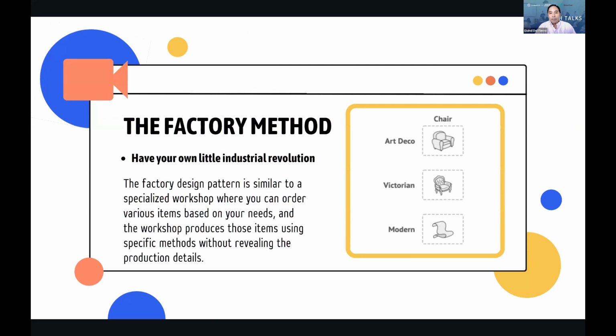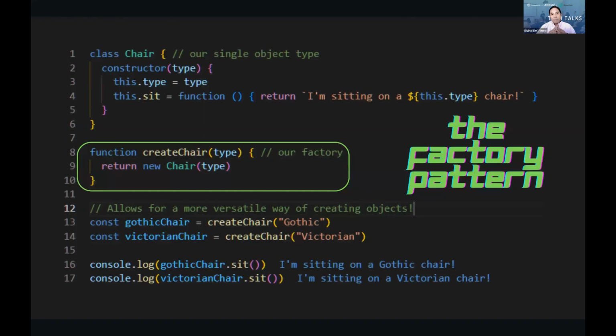The factory design pattern is similar to a specialized workshop where you can order various items based on your needs, and the workshop produces those items without revealing the production details. In this example, we're using a simple function createChair as the factory to create different types of chairs. When you call the createChair function with a chair type argument, it returns a chair of the specified type.